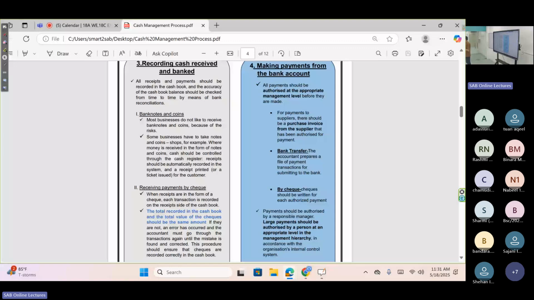Therefore, all the payments must be authorized by an authorized person before making the payment. For payments to a supplier, there should be a purchase invoice from the supplier. Mostly for the payment, there are two controls that are important. Other controls are also important, but mostly two main controls are there. Each and every payment should be supported by supporting evidence.